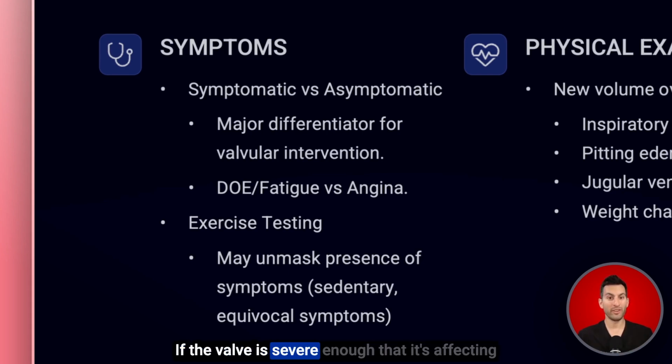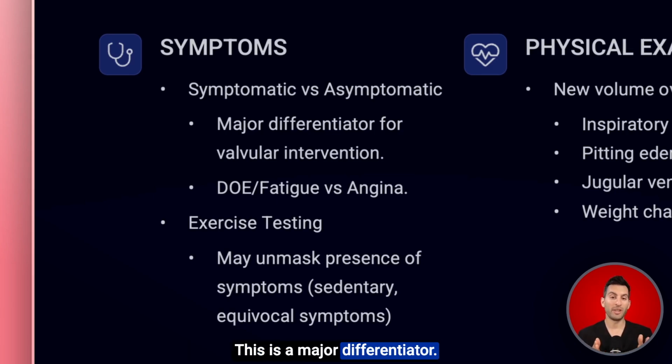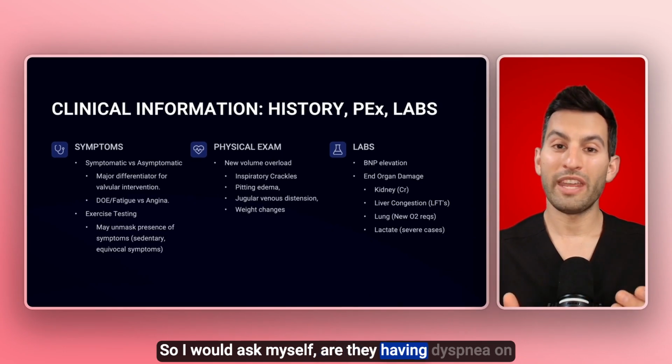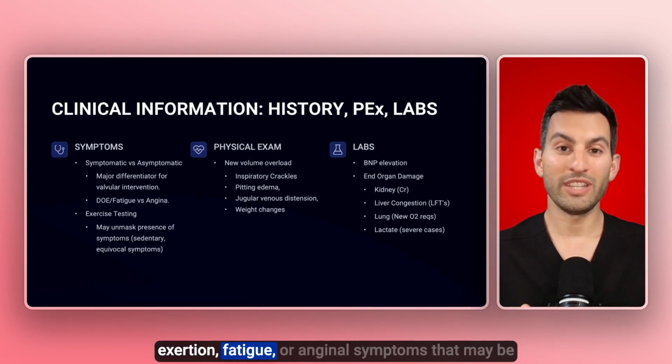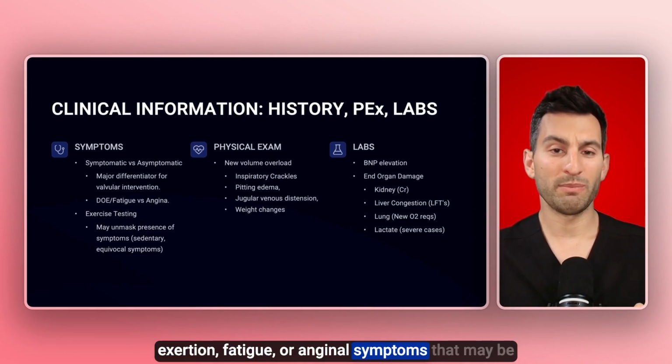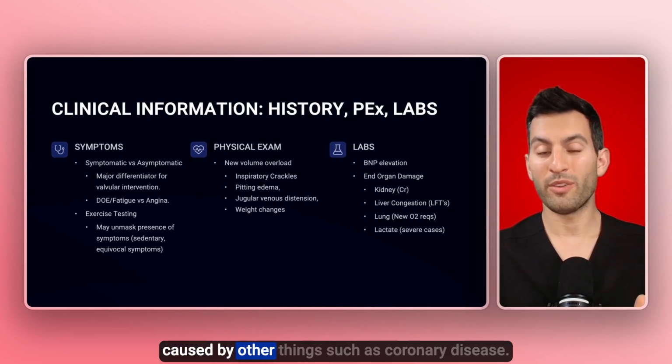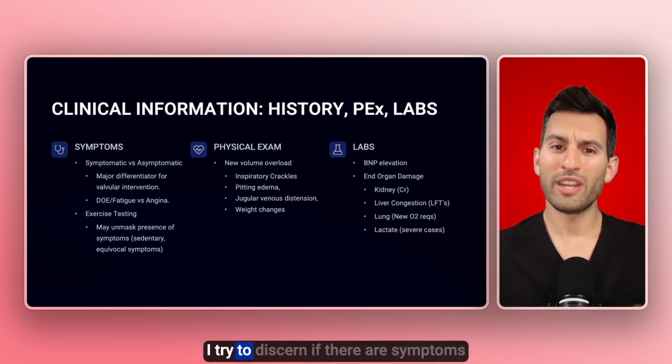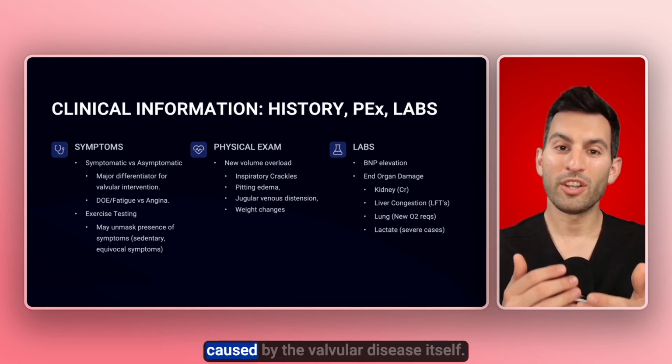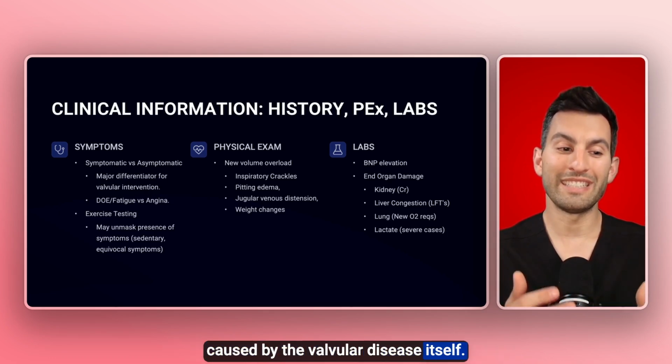If the valve is severe enough that it's affecting the patient negatively in their quality of life, versus if it's not even interfering with their quality of life or causing them symptoms, this is a major differentiator. So I would ask myself, are they having dyspnea on exertion, fatigue, or anginal symptoms that may be caused by other things such as coronary disease? I try to discern if there are symptoms caused by the valvular disease itself.